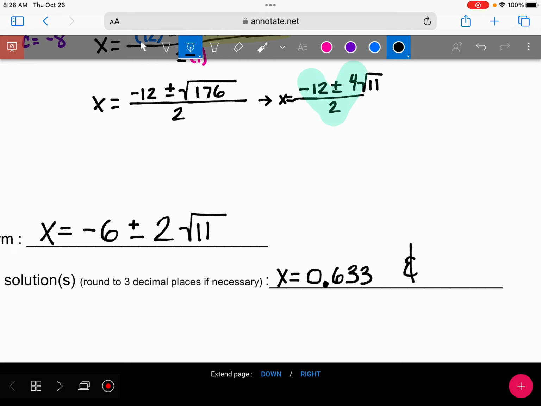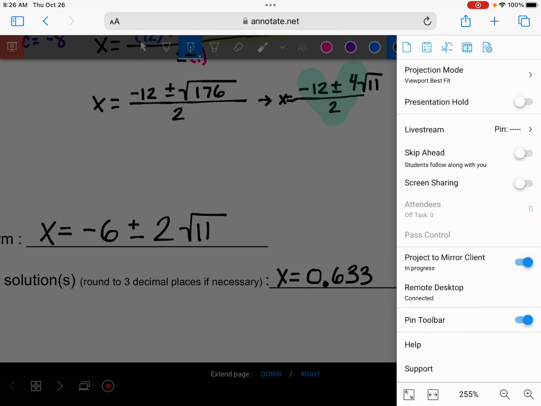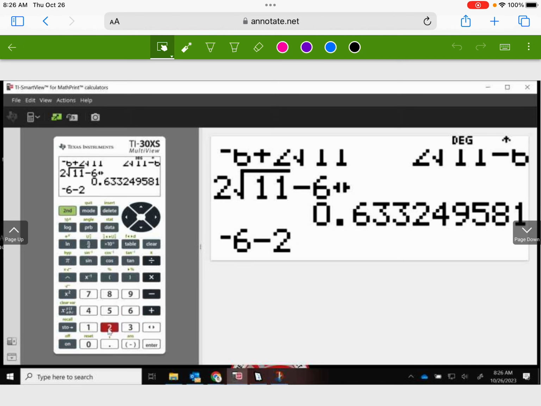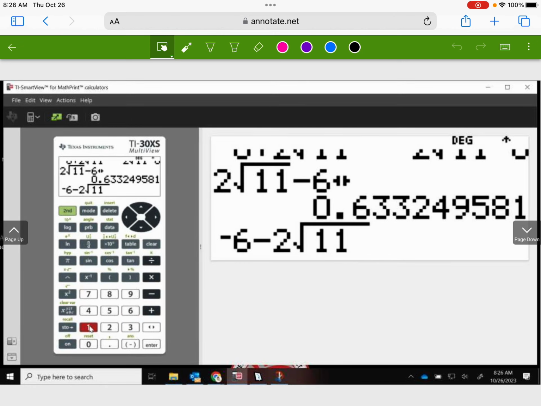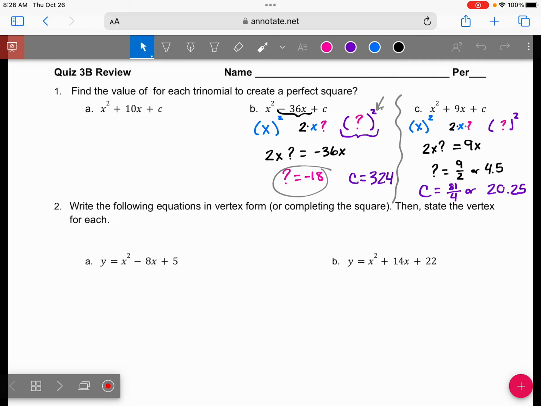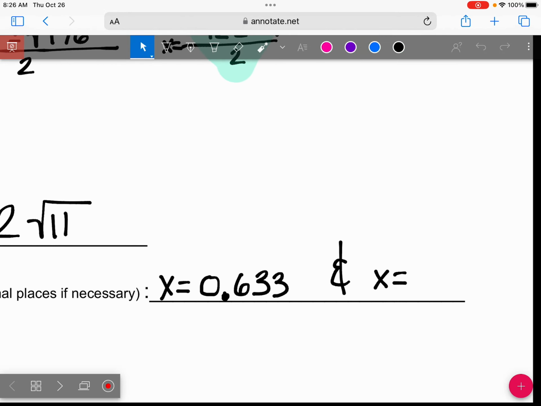And our other answer, we're going to go negative 6 minus 2 square root of 11. Again, the calculator is going to try and simplify it for us. It doesn't really see anything to do, so it just goes flip-flop them. And we use the double arrows to switch it to decimal form, negative 12.633. Negative 12.633. This symbol is not a math thing. That's just the word and written as lazily as possible.